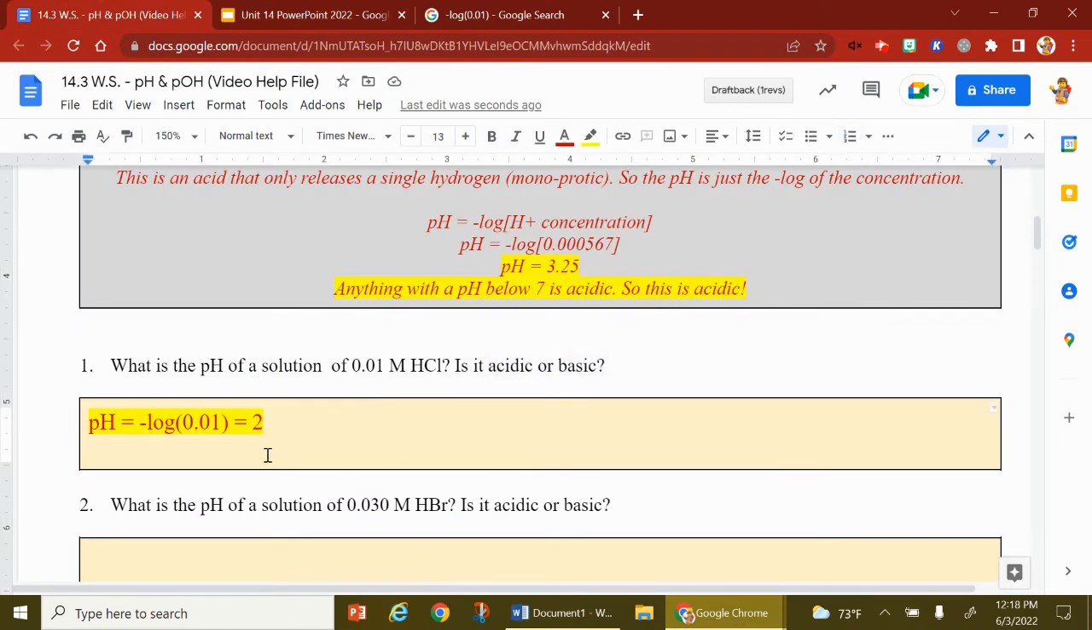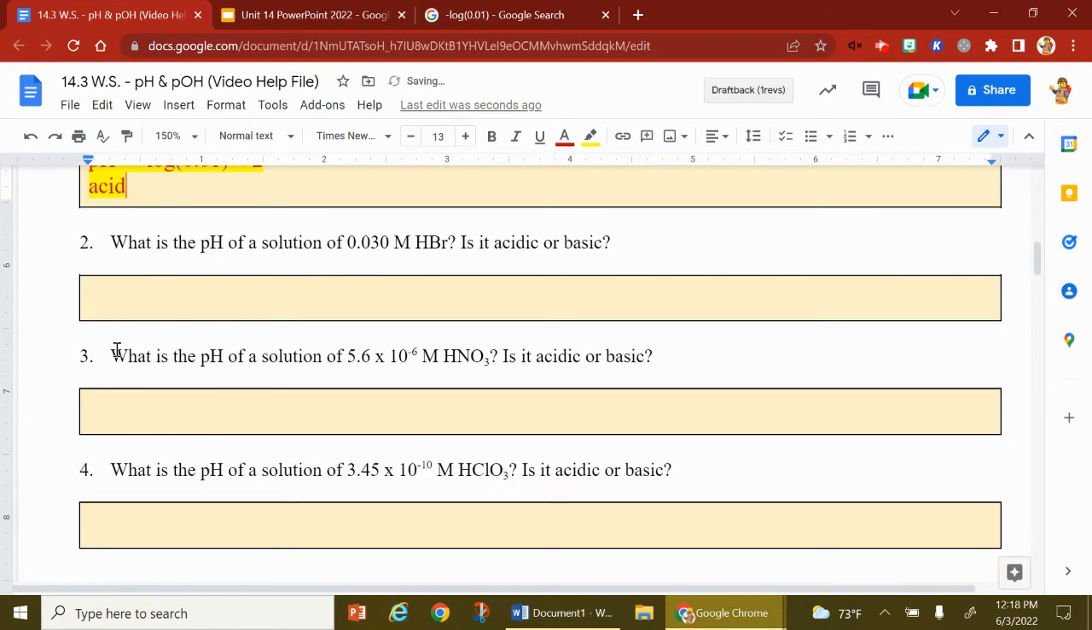All right, so this right here is acidic. The pH is less than 7. Boom, acid. All right, let's take a look at number 3. What is the pH of a solution that is 5.6 times 10 to the negative 6 molar nitric acid? So again, the pH is going to equal the negative log of 5.6 times 10 to the negative 6th.